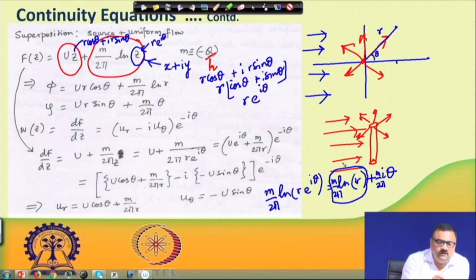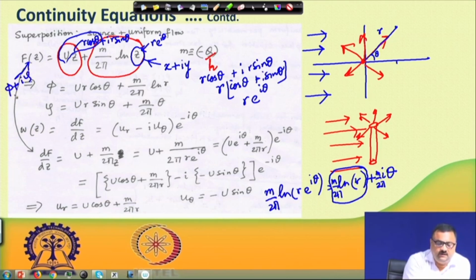And what is the real component arising from the uniform flow? It is u r cos theta, because this is the imaginary component. So, u r cos theta is the real component. So, that is why you can see the potential function phi is defined as u r cos theta, the real component of it, and m by 2 pi ln r, which is the real component of the source. And similarly, since f z is written as phi plus i psi, the imaginary component will be equated with psi.